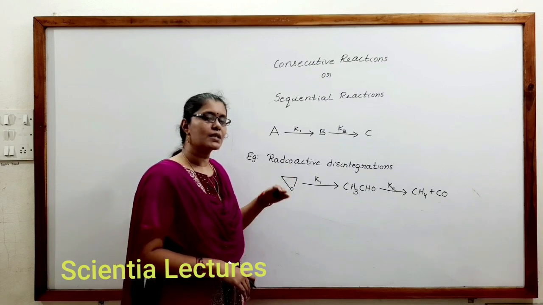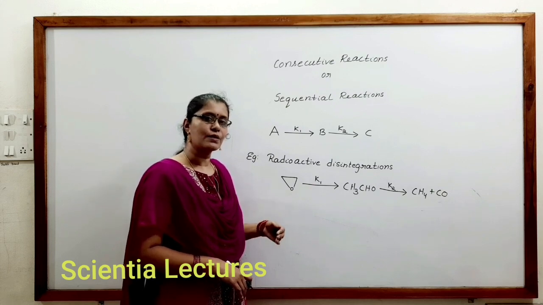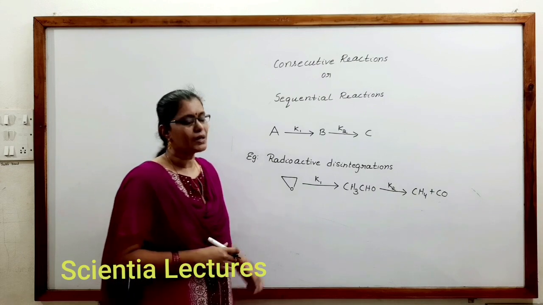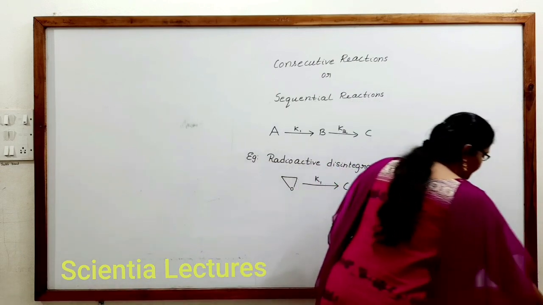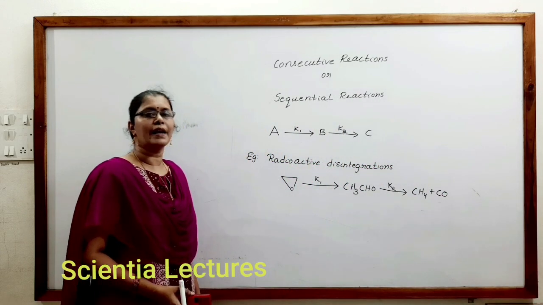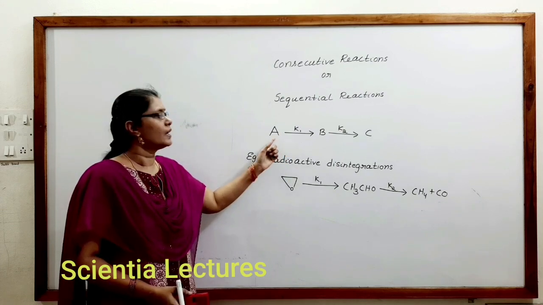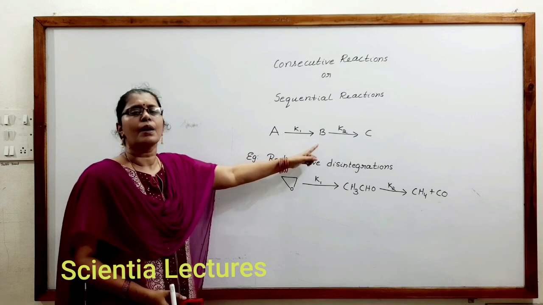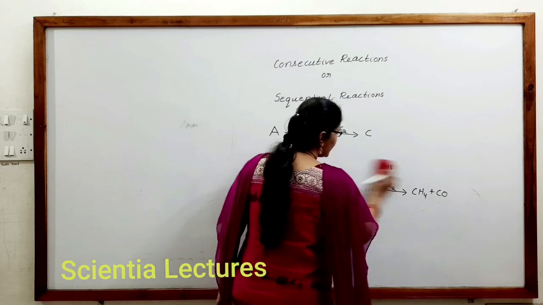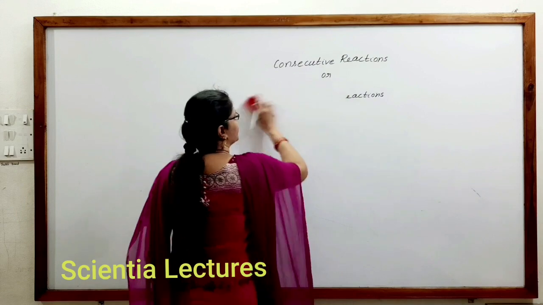In radioactive disintegrations, one radioactive element gets converted into another radioactive element, and that gets converted into yet another. That is also a sequential or series reaction. Now let us see the kinetics of this kind of reaction. A to B is a first order reaction, and B to C is also a first order reaction. Let us consider the kinetics of these consecutive reactions.